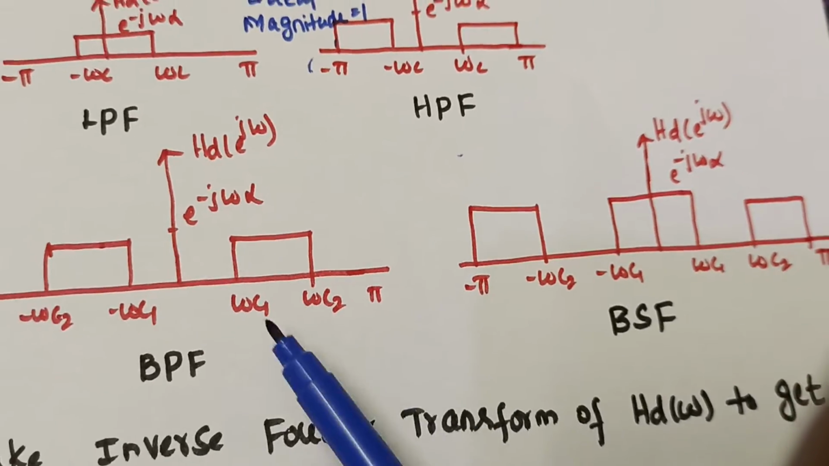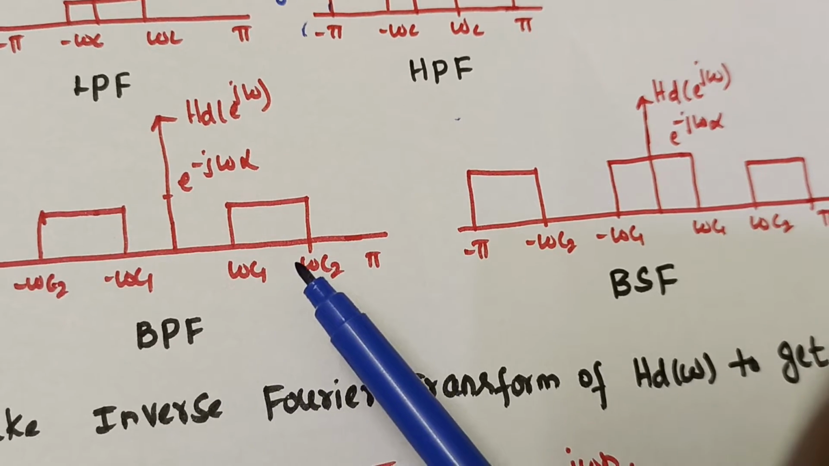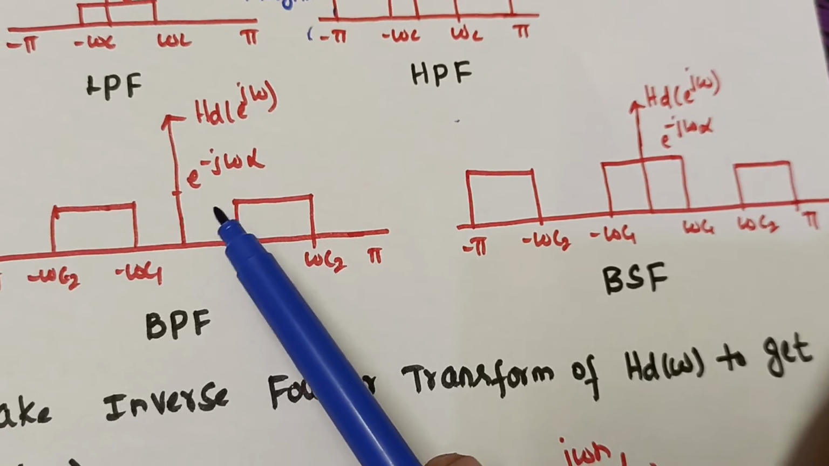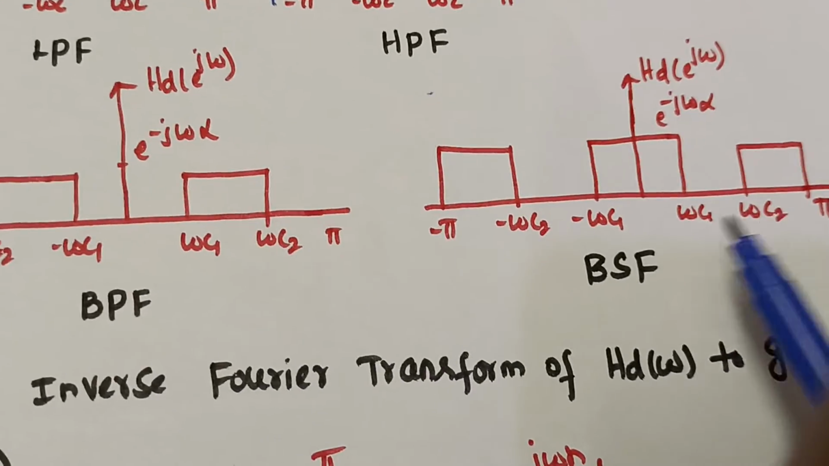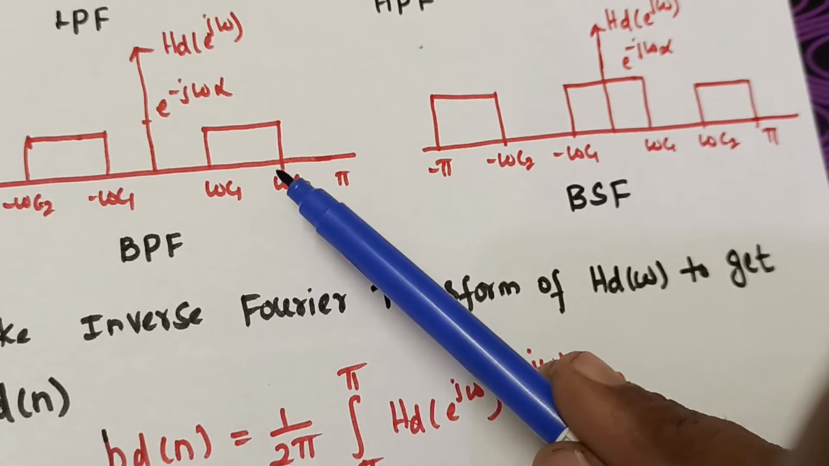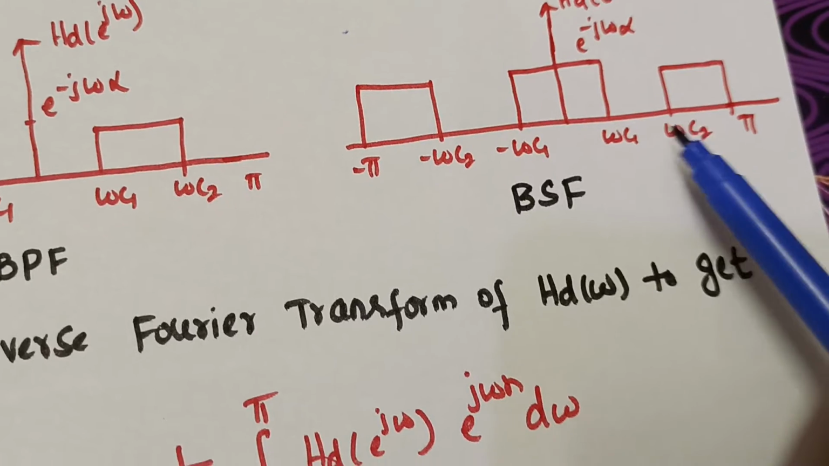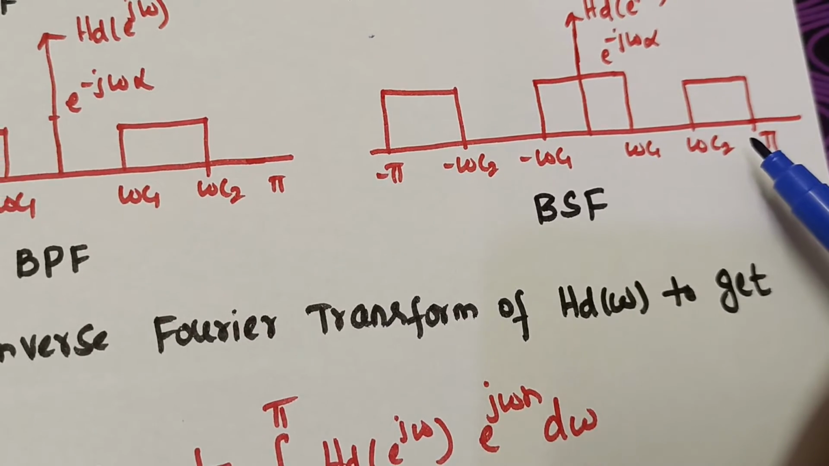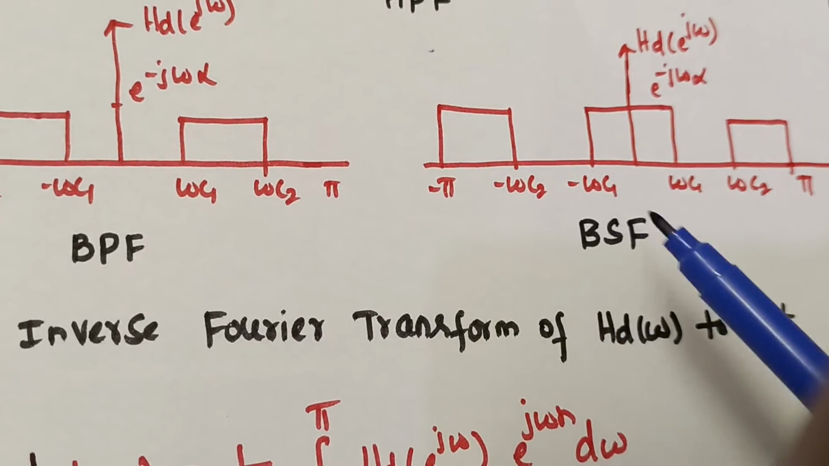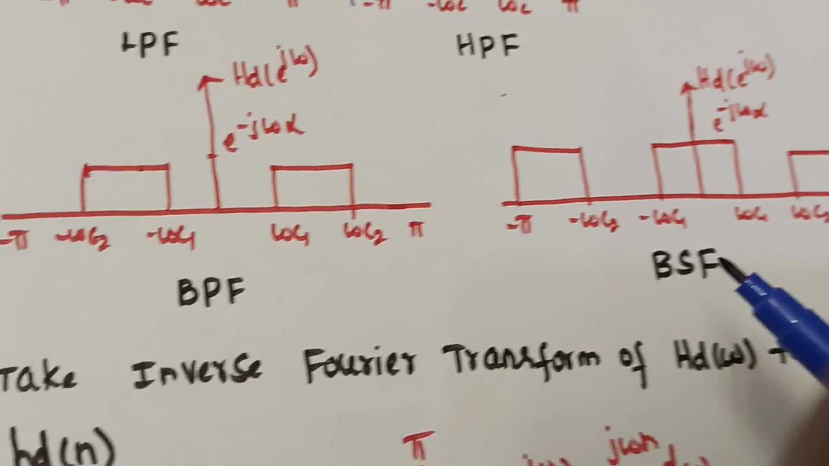And from omega c1 to omega c2, band pass has a magnitude of e power minus j omega alpha, and in this interval band stop is going to have 0. From omega c2 to pi, the band pass magnitude is 0, whereas for band stop it is going to have a magnitude of e power minus j omega alpha. So band pass and band stop responses are just the opposite. Okay, so this is the first step.